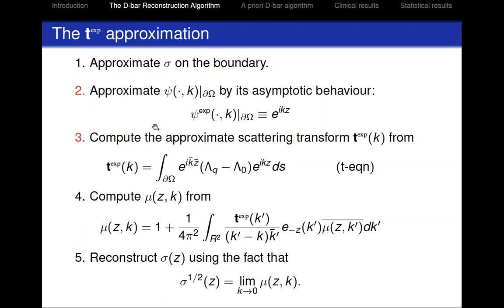An approximation we often use that I just wanted to mention to speed things up is you can take a shortcut here. We found it works very well to approximate psi by its asymptotic behavior. One can show bounds on the accuracy of this. When you have a small contrast, this is a good approximation. And then the scattering transform can be approximated by replacing the CGO solution psi in that equation by the approximation. In other words, its asymptotic behavior. And then continuing the method as before.